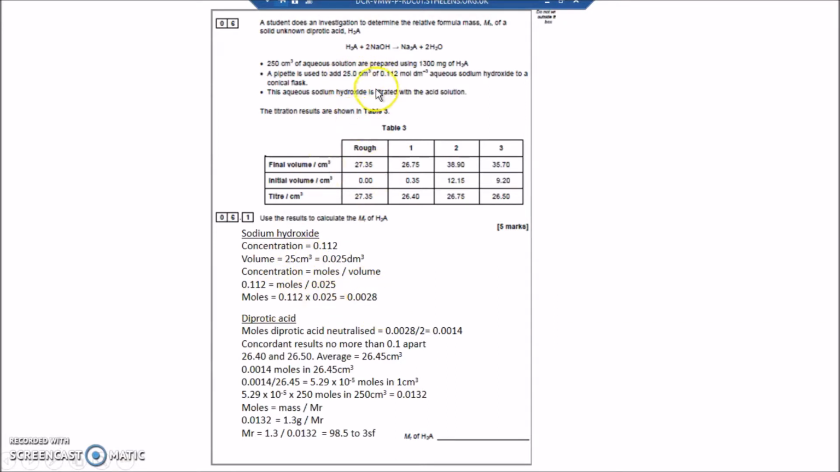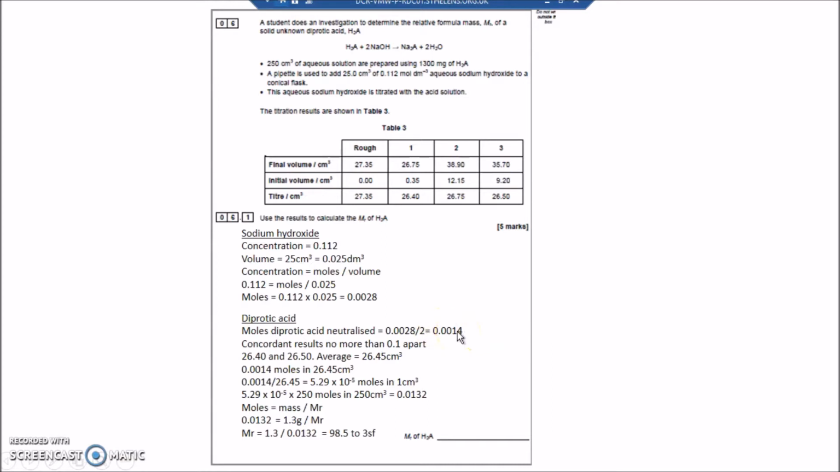Now that's in the conical flask. The same number of moles, no, that's wrong. Half the number of moles, because it's a diprotic acid. It would be the same number of moles of acid would react, but because it's a diprotic acid, 1 mole of diprotic acid reacts with 2 moles of sodium hydroxide, in other words half the amount. So the number of moles of the diprotic acid neutralized is 0.0028 divided by 2, because 1 acid reacts with 2 sodium hydroxide.